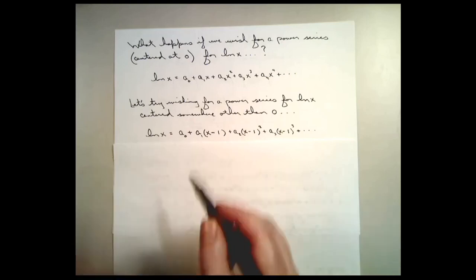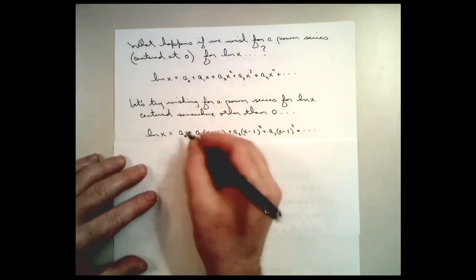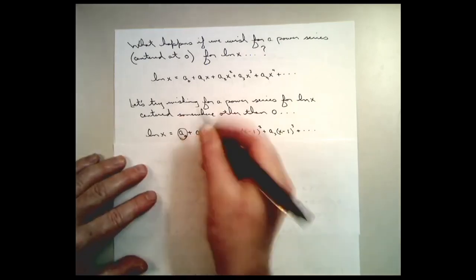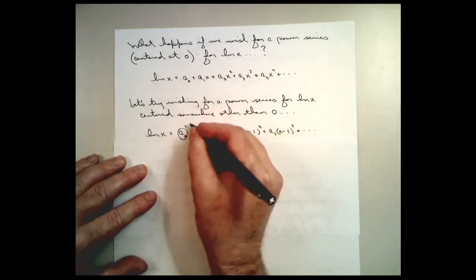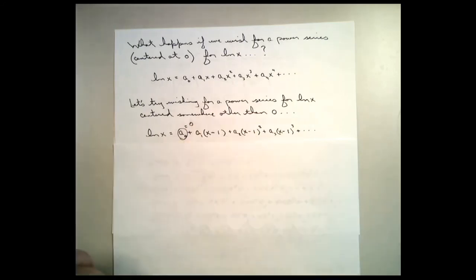Log of 1 is 0. So if I have a power series centered at 1, I'm going to have that a sub 0 is equal to log of 1. A sub 0 is going to be equal to 0. Well, let's see if we can find some of these others.